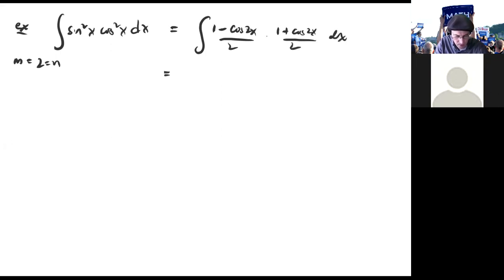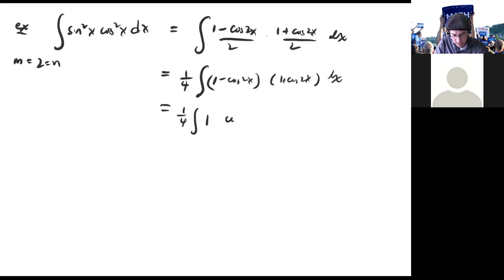And now we can bring out the constant. That's 1/4. And what's left over is 1 minus cosine 2x times 1 plus cosine 2x dx, which we can see as just the same thing as 1 minus cosine squared of 2x dx, which is 1/4 of the integral of sine squared 2x dx using the Pythagorean trig identity, sine squared plus cosine squared of an angle is 1. Okay, so now how are we going to do this?